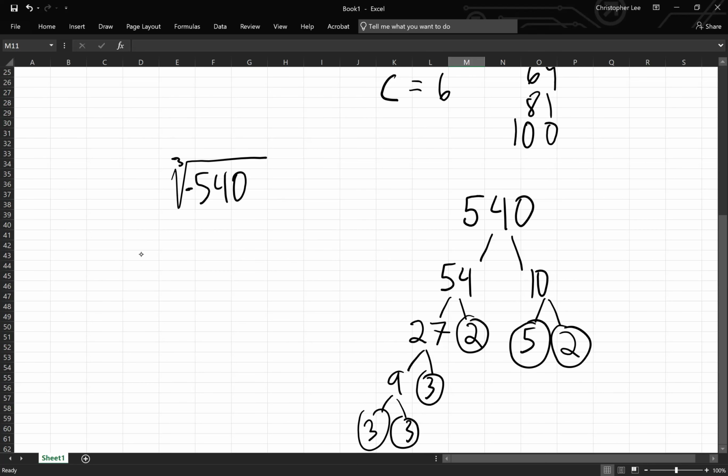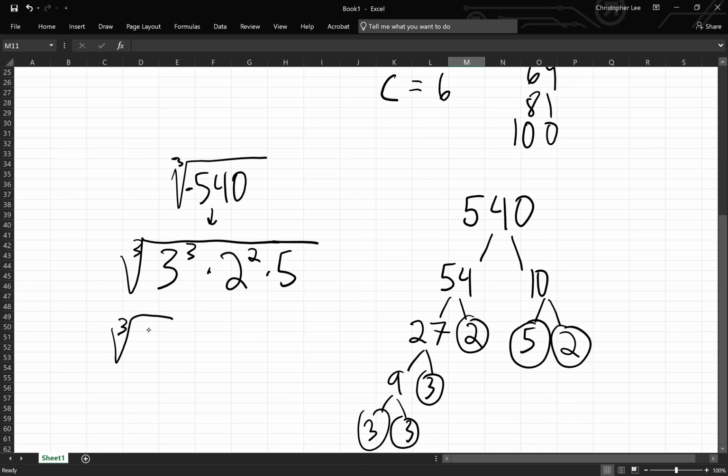So this becomes the cube root of 3 to the third power times 2 to the second power times 5. Technically 5 to the one power, but you get the idea. I want to separate the perfect cube. There's only one perfect cube here, so this is going to become the cube root of 3 to the third power times the cube root of 2 squared times 5.